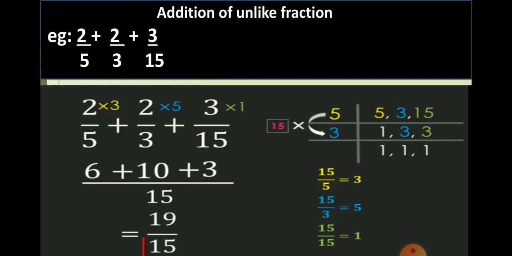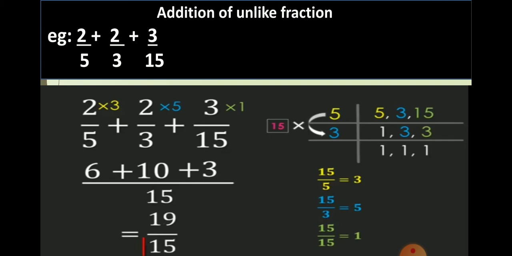Addition of unlike fractions. So we will take an example here, that is 2 upon 5, 2 upon 3, 2 upon 15. Where the denominators are different, so we have to make the denominators equal. That is, we will calculate the LCM of 5, 3, 15 to make the denominators equal. So we get LCM as 15.